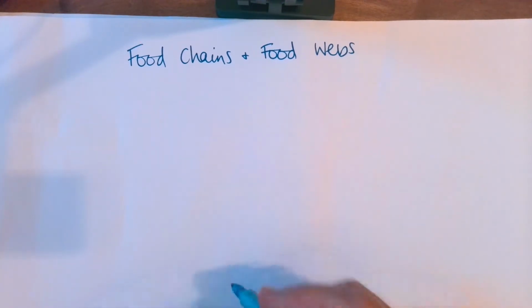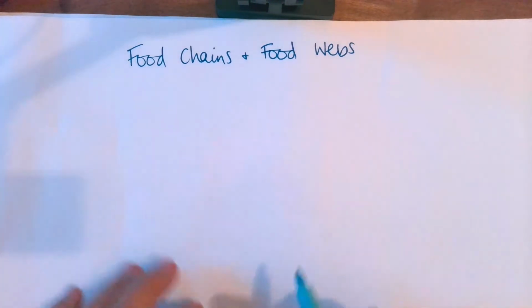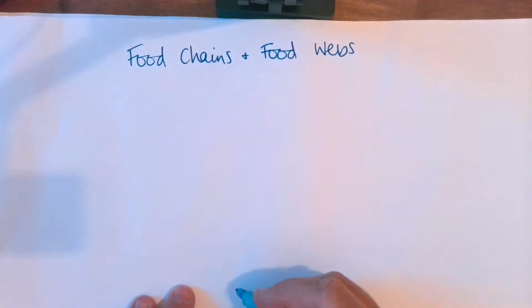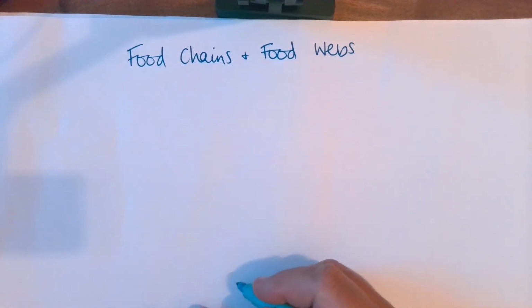Okay, so the trick with doing food chains and food webs is that you space it out and take quite a bit of space, so it's all clear and then it's easy to read, and you don't get all confused, especially when you get onto the food web.